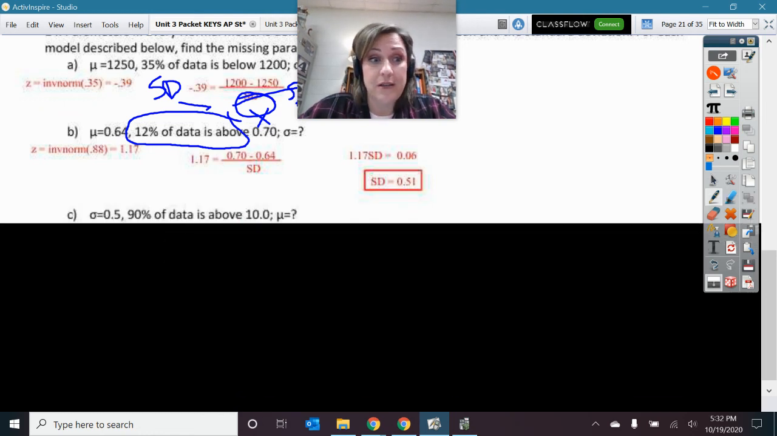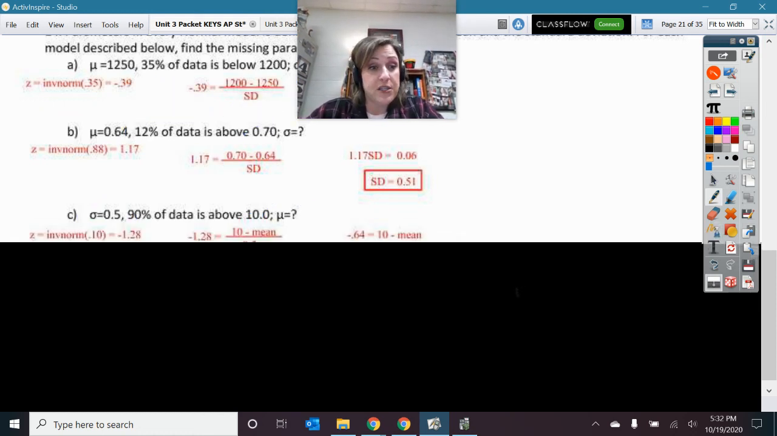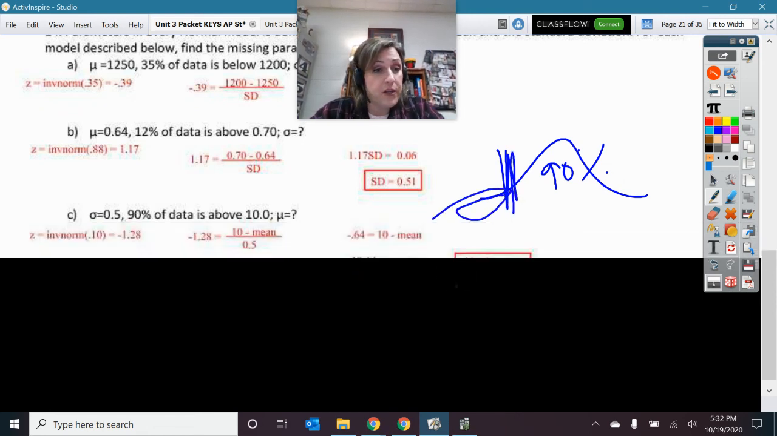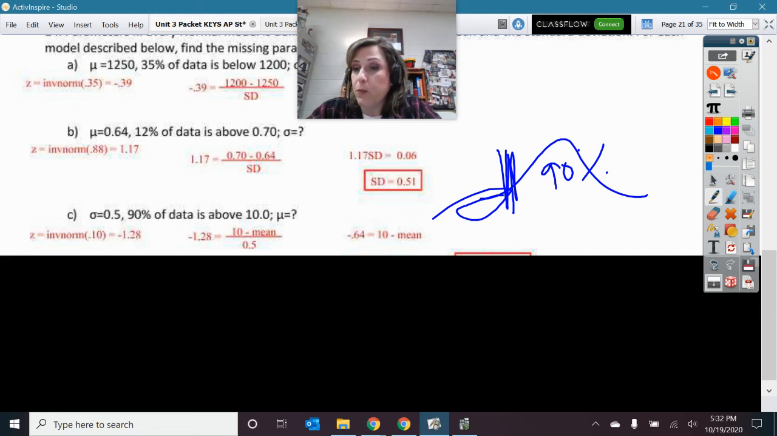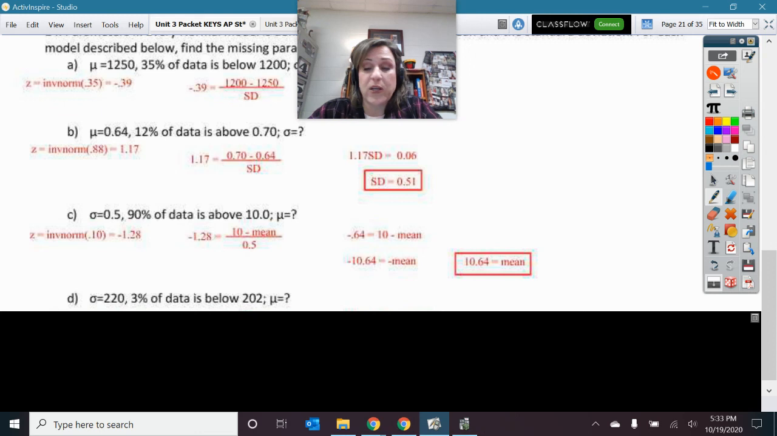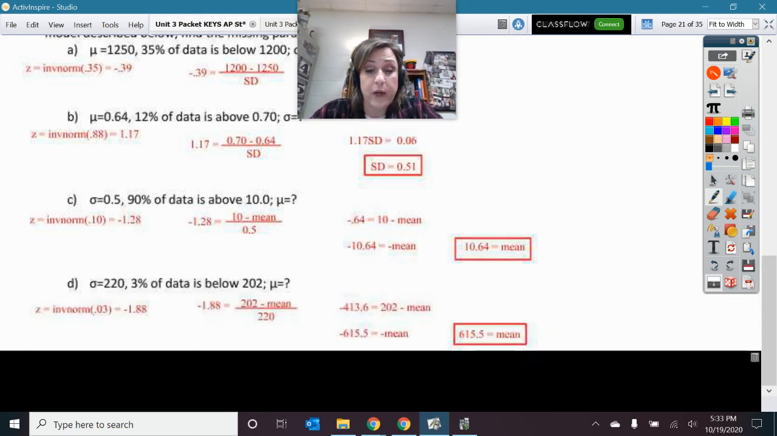Next, you don't know the mean. You have the standard deviation, but you don't know the mean. You have the X is 10, with 90% above it. That's telling me 90% is up here, so I need to find the z-score with 10% below it. So inverse norm of 0.10 is negative 1.28. Solve for the mean. And the last one is similar, but it's got 3% below, so you're going to inverse norm your 0.03.